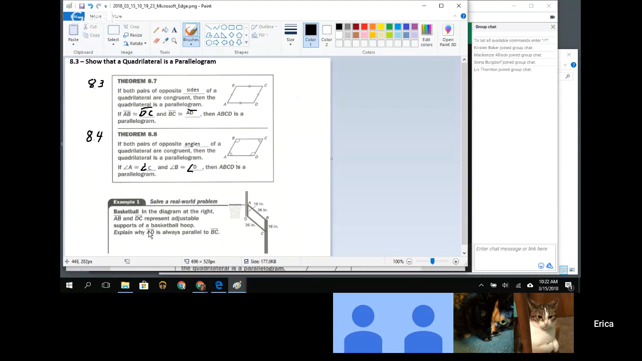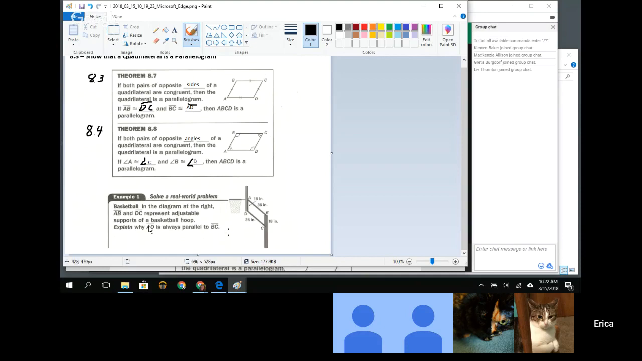Okay, so let's solve this real world problem. We've got a basketball hoop. Where's Ruben when we need him, right, with basketball?